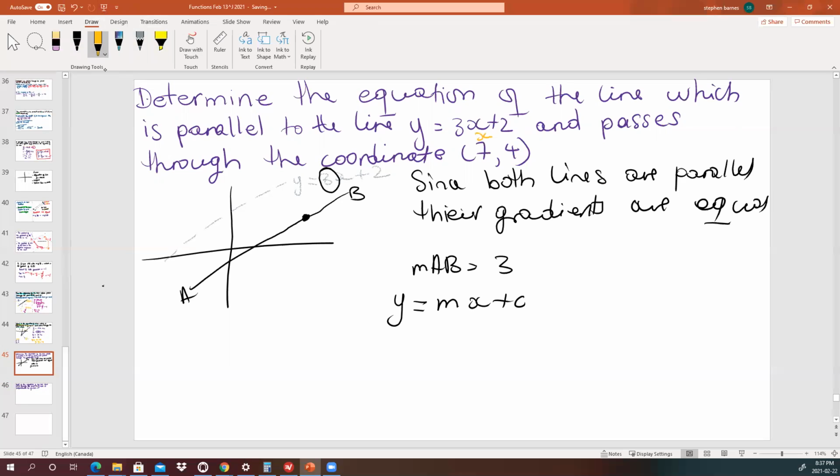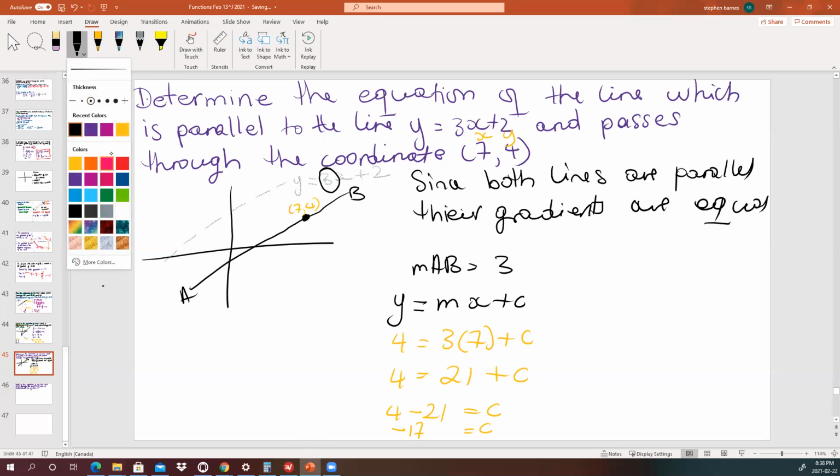And we had an x value and a y value because we were told that it passes through the coordinates 7 and 4. So y is 4, m we know to be 3, x we know to be 7 plus c. 7 times 3 is 21. 4 minus 21 equals c. That works out to be what now? That looks like 17. Is that minus 17? You can tell me. Looks like it. So c is negative 17.